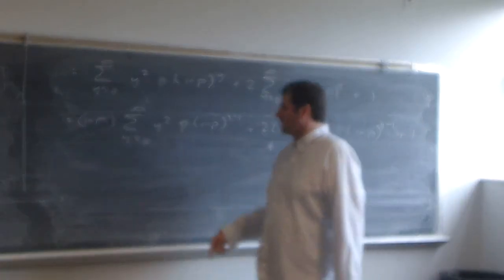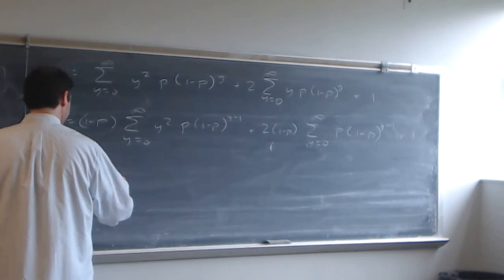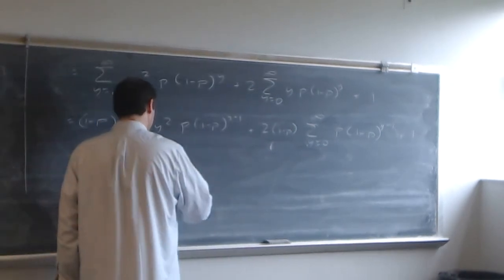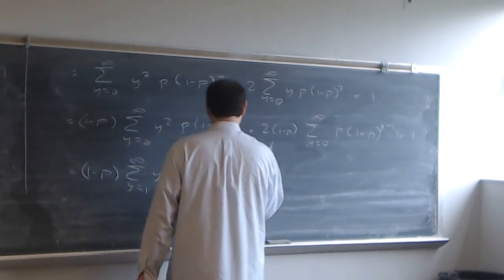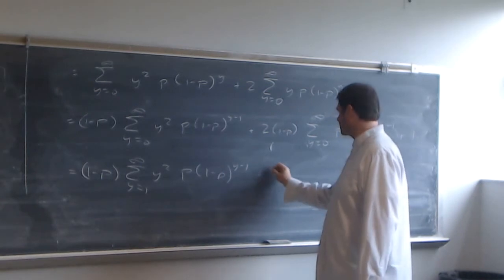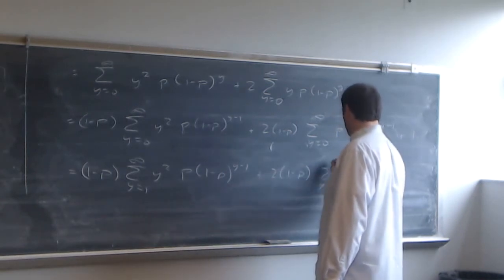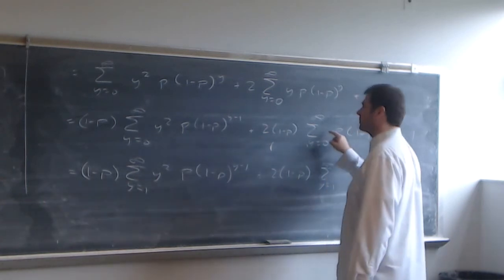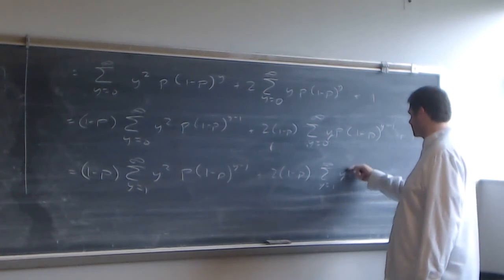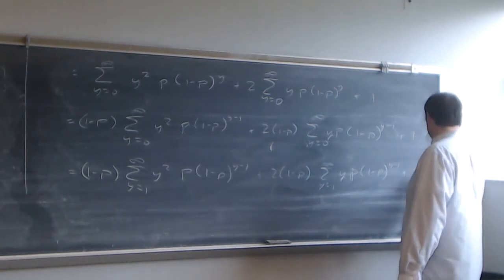Okay, when y is 0, it doesn't contribute anything. So this is 1 minus p, sum, y runs from 1 to infinity of y squared, p times 1 minus p raised to y minus 1, plus 2 times 1 minus p, the sum as y runs from 1 to infinity. There was a y here that I didn't write down. Put that y in there. y times p, 1 minus p to the y minus 1, plus 1.